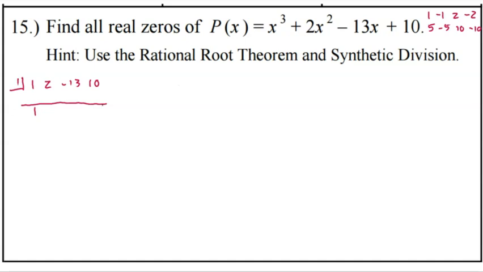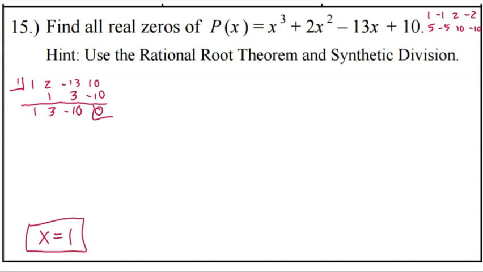And remember, what I'm looking for is I want to see if I get a remainder of 0. If I get a remainder of 0, then 1 is one of my real roots, and that's good news, okay? So bring down the 1. 1 times 1 is 1. 2 plus 1 is 3. 3 times 1 is 3, and 3 plus negative 13 is negative 10. Negative 10 times 1 is negative 10, and negative 10 plus 10 is 0. And sure enough, I've got a remainder of 0, and that means that one of my real roots is x equals 1. That's one of my answers, okay?